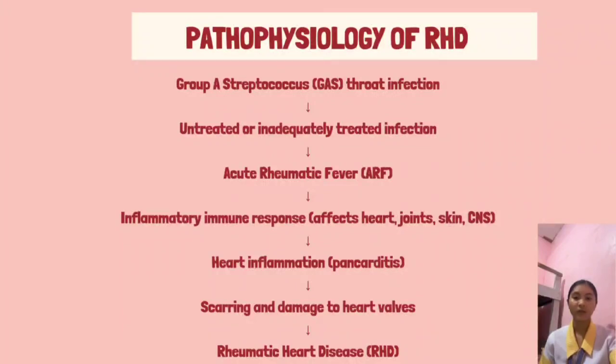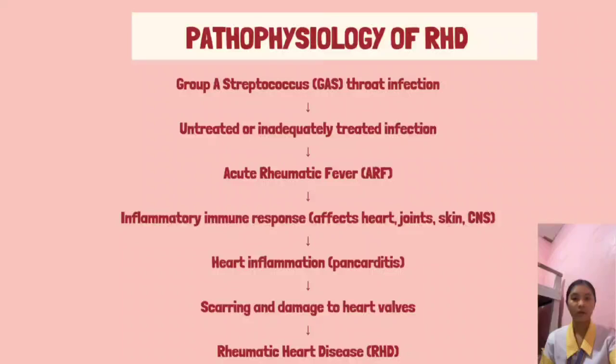So symptoms of acute rheumatic fever include fever, painful or swollen joints or arthritis, skin rash or erythema marginatum, then involuntary muscle movements or Sydenham chorea. Lastly, heart inflammation or carditis. Then, the inflammatory immune response affects the heart, joints, skin, and central nervous system.